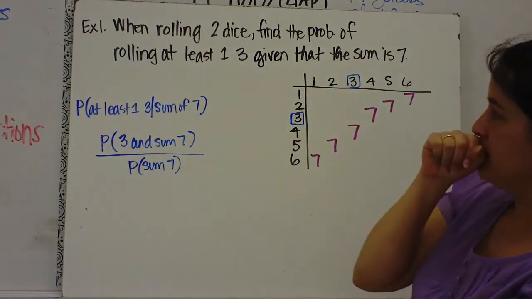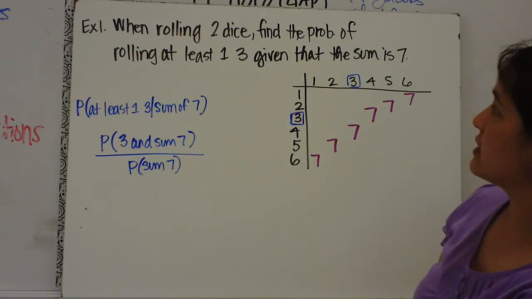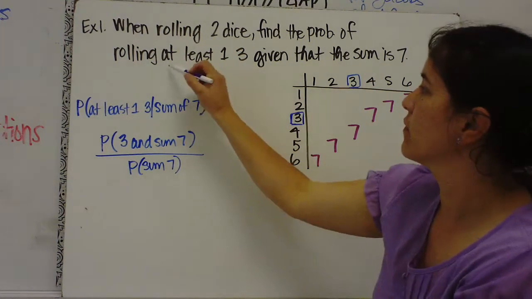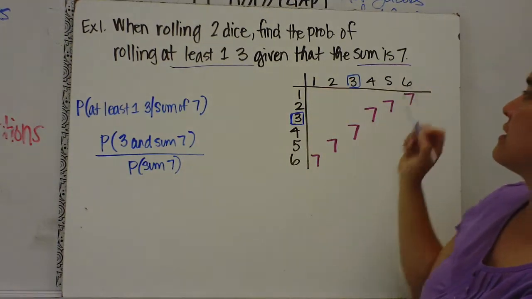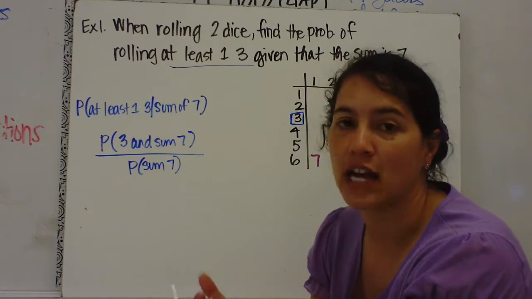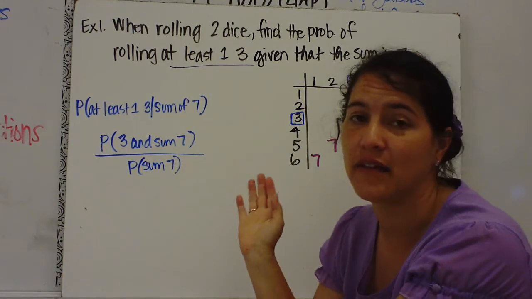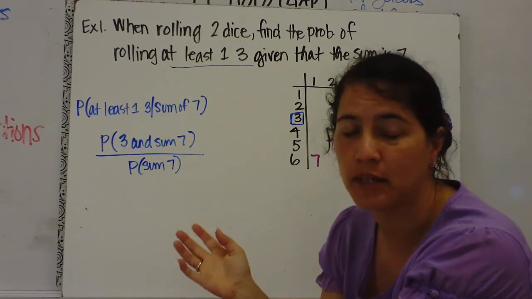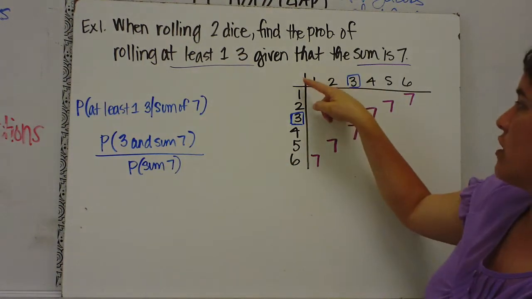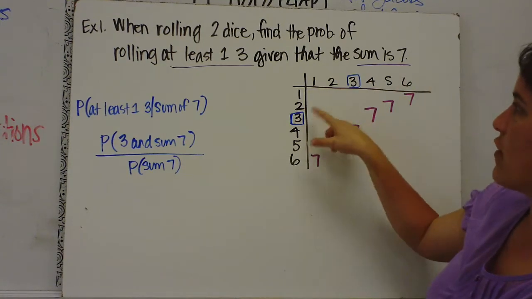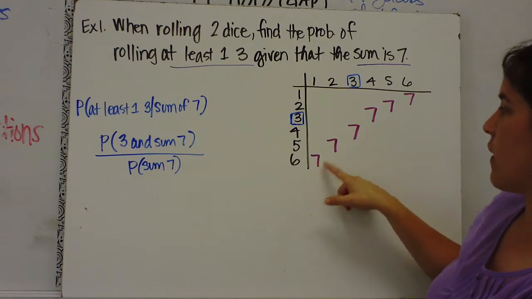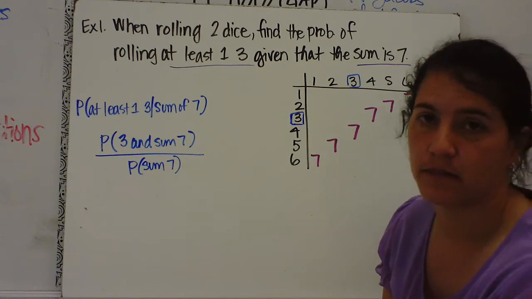Alright, when rolling two dice, find the probability of rolling at least one 3, given that the sum is 7. So I was going to make a table, but I did not make the entire table because I knew, given that the sum was 7, we needed to focus on the sum of two dice being 7. So I showed the outcomes 1 through 6, 1 through 6, and I know that I wanted at least one 3. Given that the sum was 7, I have to focus on these 7s.